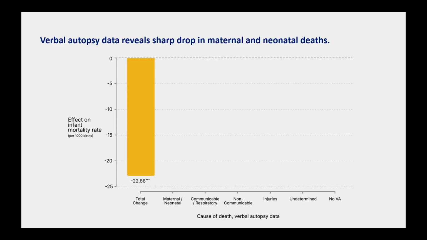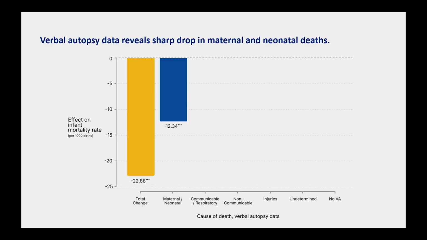So what happened? What changed here? The overall effect is a drop of about 20 deaths per 1,000. I just showed you that on the previous slide. What is the breakdown? We have major causes from this machine learning algorithm: maternal and neonatal causes, communicable and respiratory, which are kind of like infectious diseases, non-communicable, child cancers, genetic disorders, injuries, and then the undetermined are the cases that the algorithm couldn't figure out what the cause was. The answers were maybe contradictory, and then no VA were the no verbal autopsy.